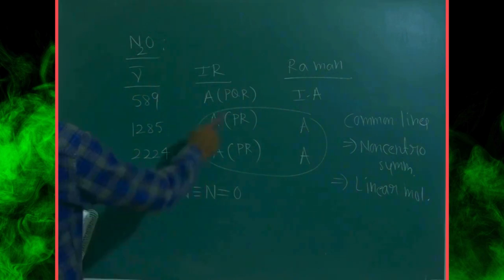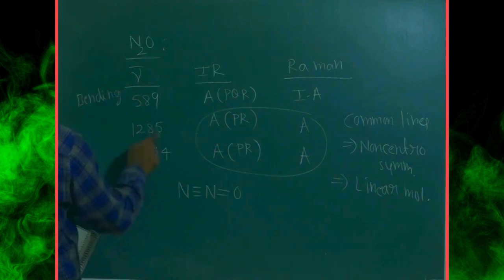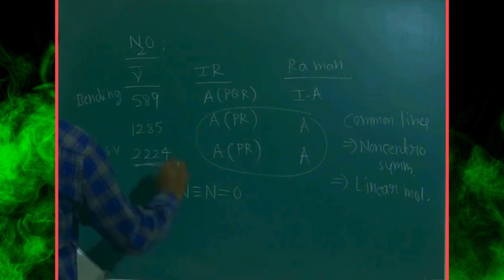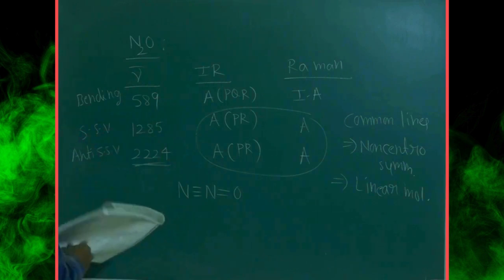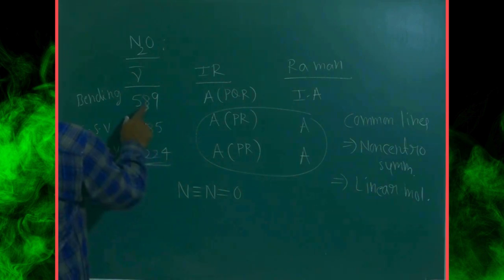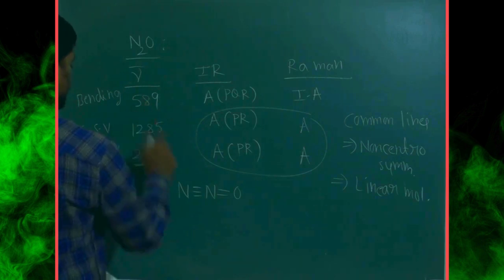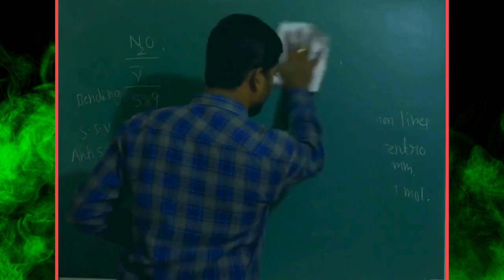Q branch line present means this corresponds to bending vibration. These two are stretching vibrations. I told you that generally for anti-symmetric stretching vibration, the vibration frequency is high compared to symmetric stretching vibration. This is symmetric stretching and this is anti-symmetric stretching. The vibrational frequency for bending vibration is small compared to stretching vibrations.